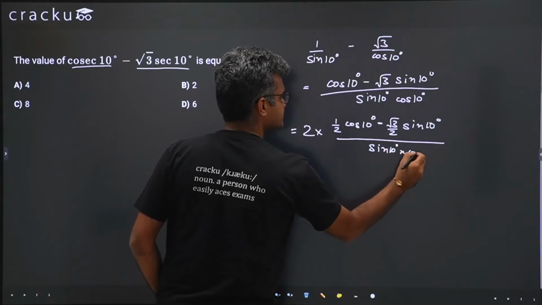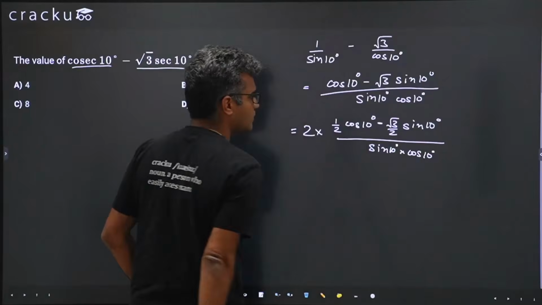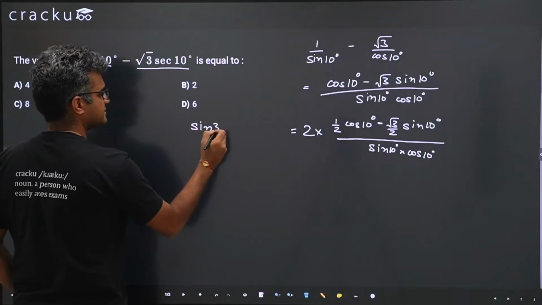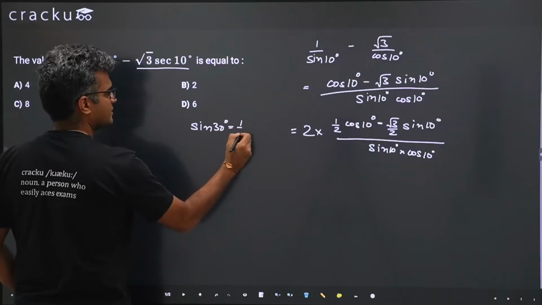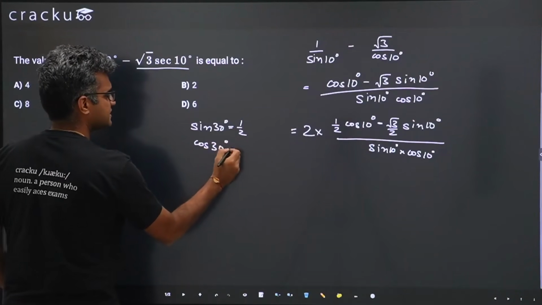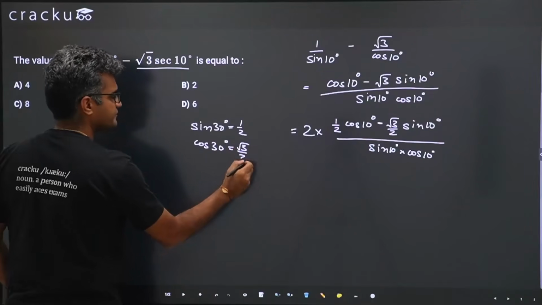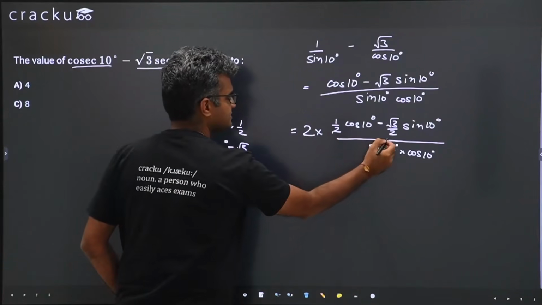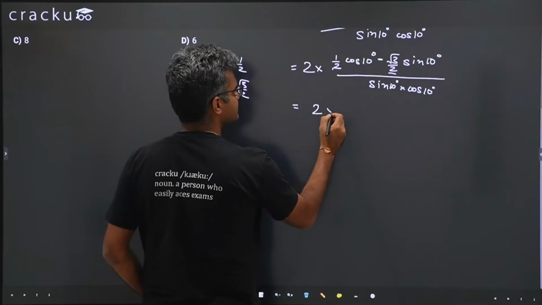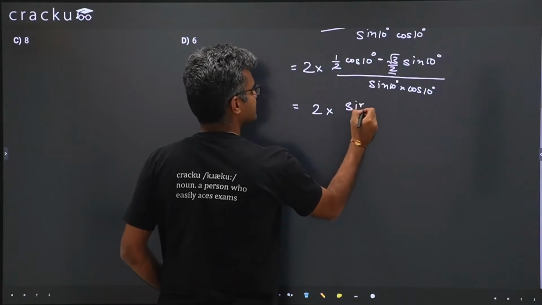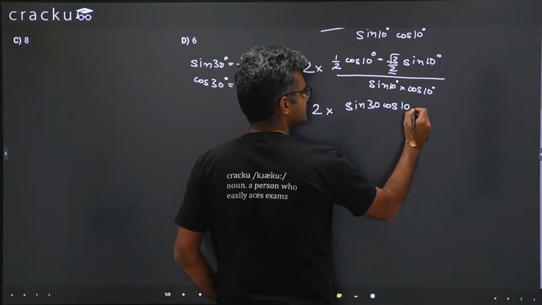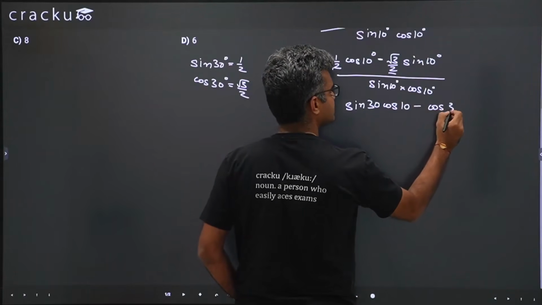into cos 10 degrees. Now what do we know about 1 by 2? Sin 30 degrees is equal to 1 by 2. And what is cos 30 degrees? Cos 30 degrees is root 3 by 2. This is 1 by 2 here and this is root 3 by 2. So the given expression is simply equal to 2 times sin 30 into cos 10 minus cos 30 into sin 10.